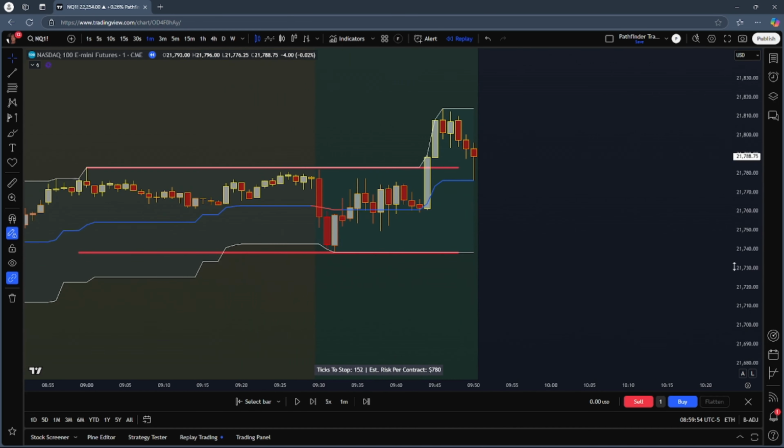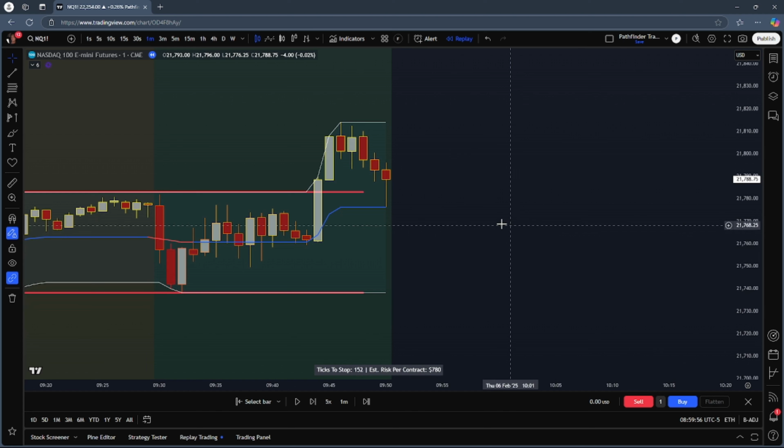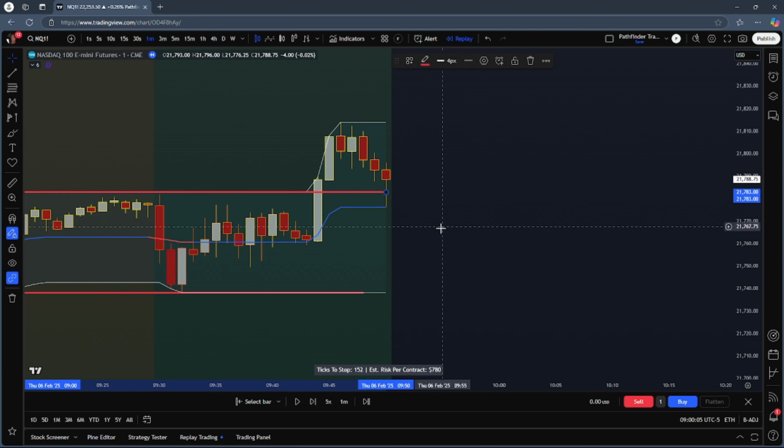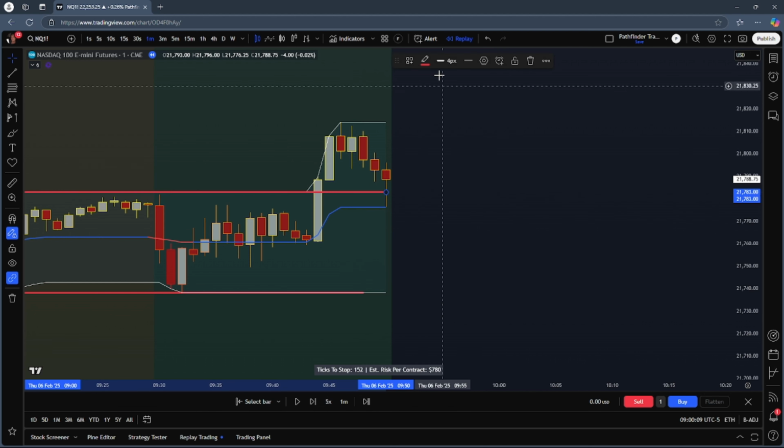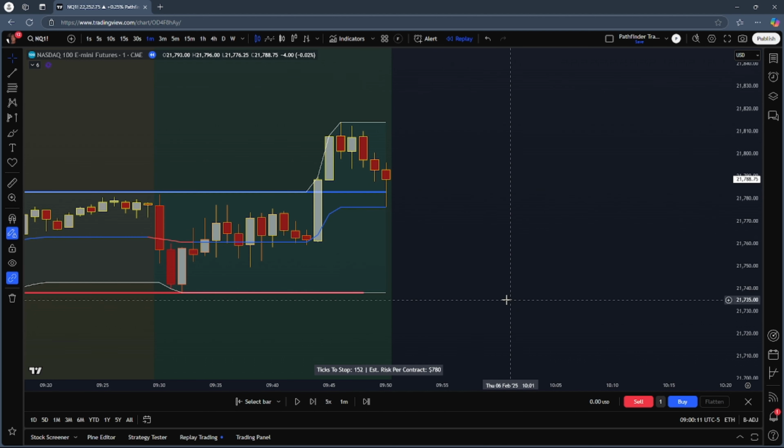This is a double confirmation. How is it a double confirmation? Go ahead and type in chat right now, guys. How is this a double confirmation? What makes this a double confirmation? There's 2 confirmations on this trade right now. Type it in chat.